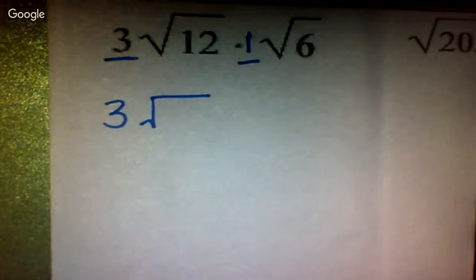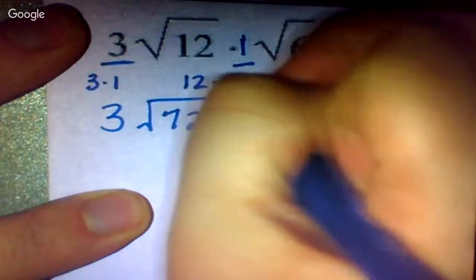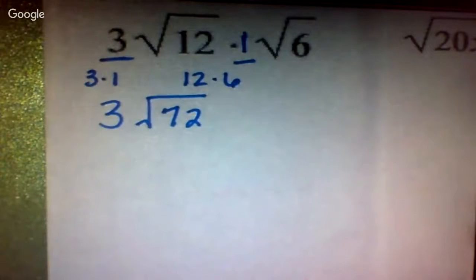Step number 3 said, multiply the numbers underneath of your radicals. So 12 times 6 gives me 72. If you need to see the steps written here, this is 3 times 1, and this was 12 times 6. Okay, that way you can see the steps that we just took.